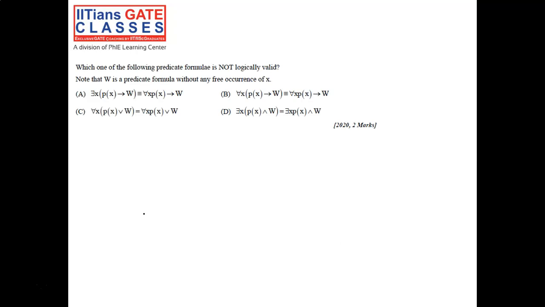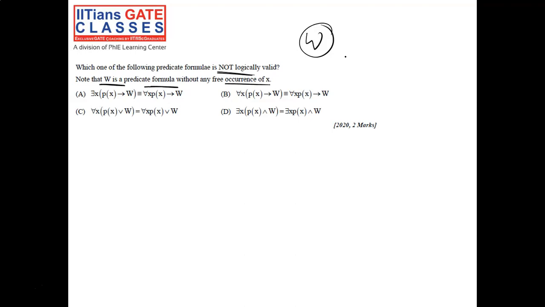Let's see the next question. What is this next question? In this question he is saying: which of these formulas is not logically valid? And he says that w is a predicate formula without any free occurrence of x. So basically this w is a formula in which we do not have any free occurrence of x.